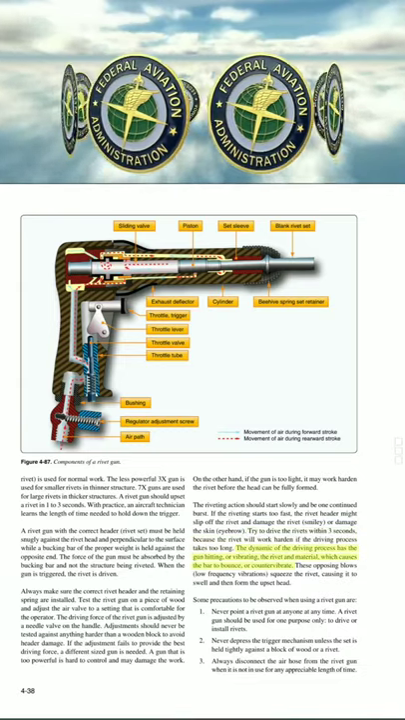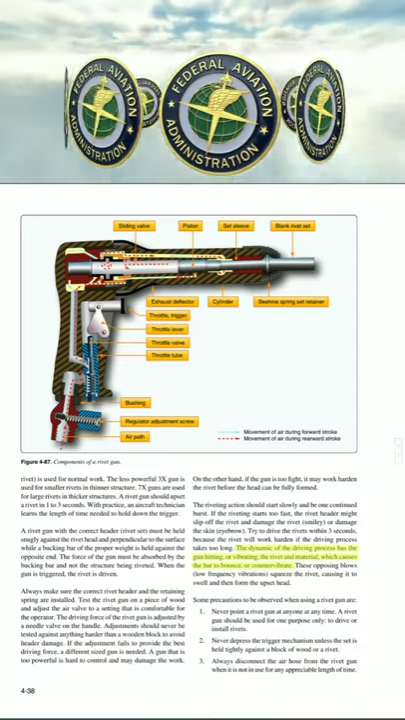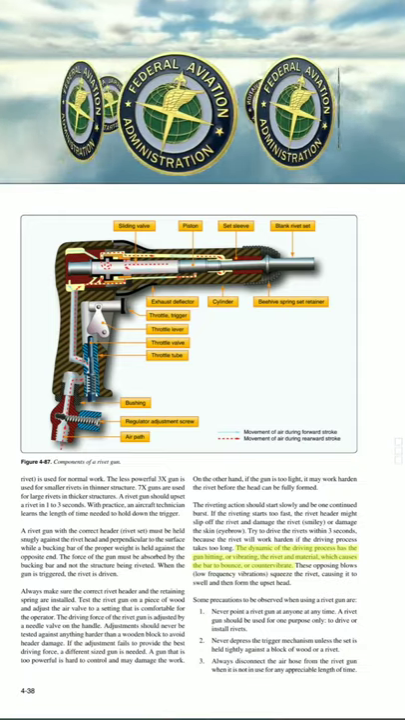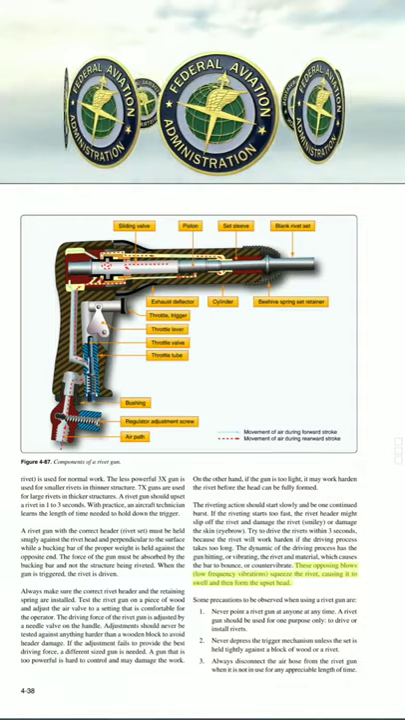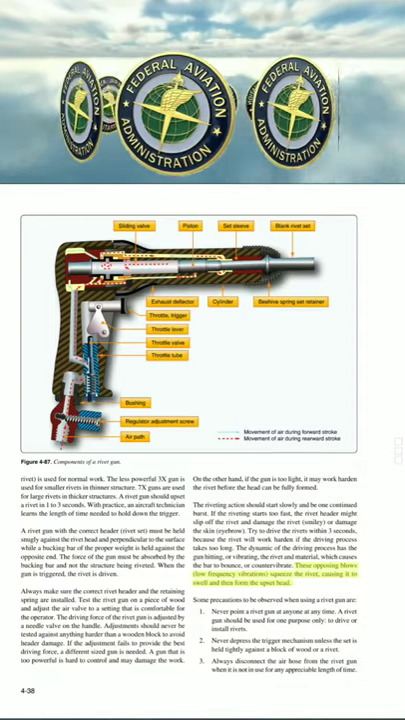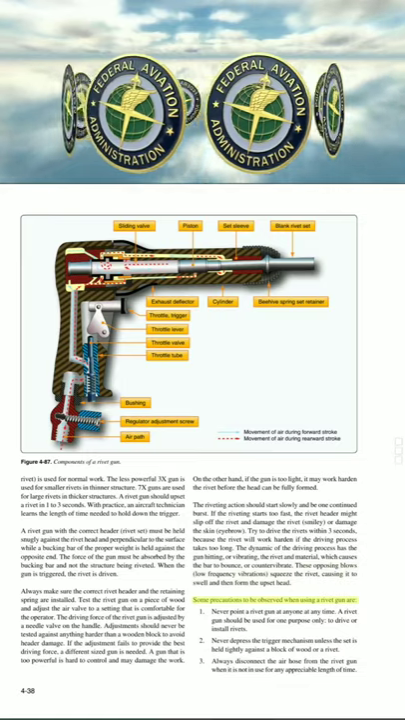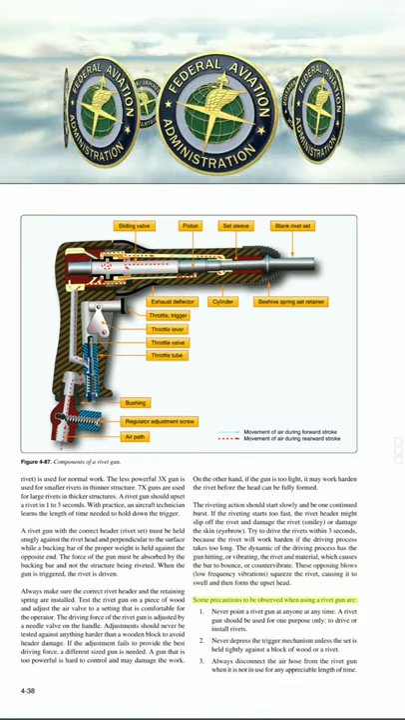The dynamic of the driving process has the gun hitting, or vibrating, the rivet and material, which causes the bar to bounce, or counter-vibrate. These opposing blows, low-frequency vibrations, squeeze the rivet, causing it to swell, and then form the upset head. Some precautions to be observed when using a rivet gun are: 1.